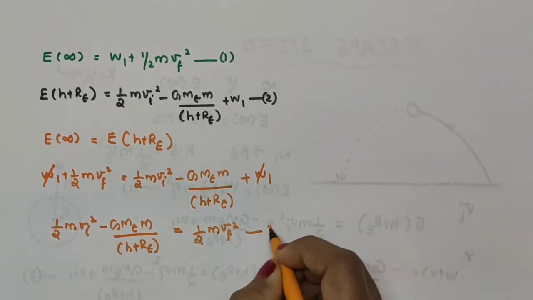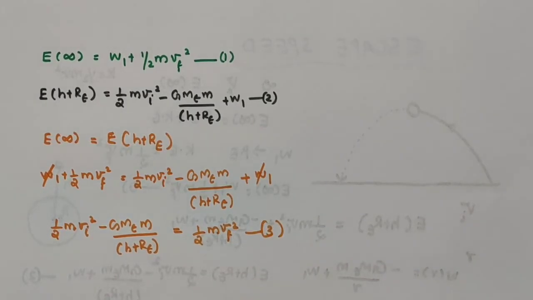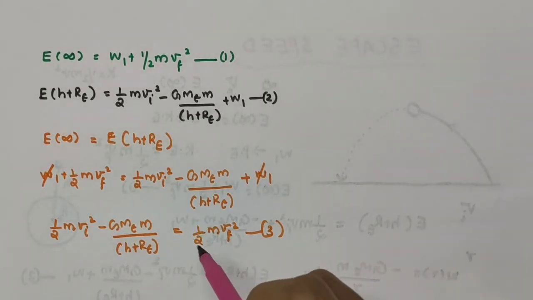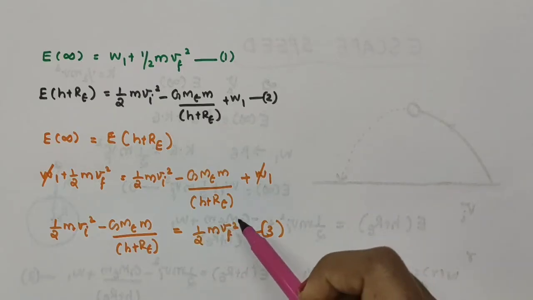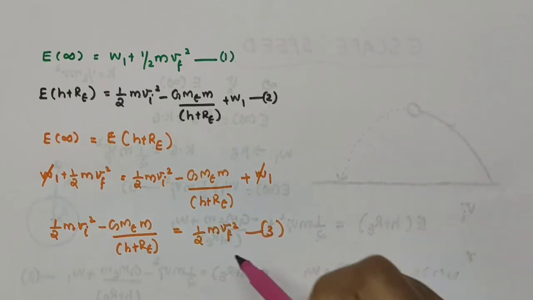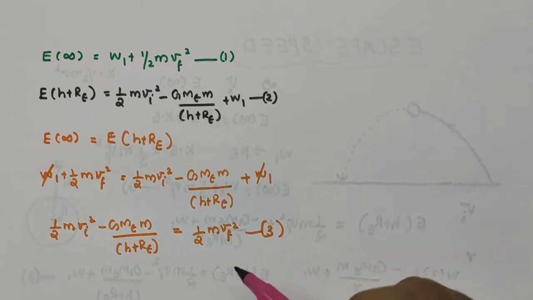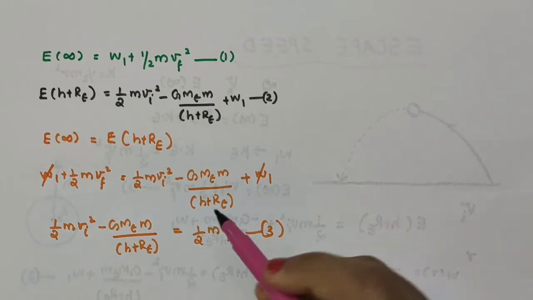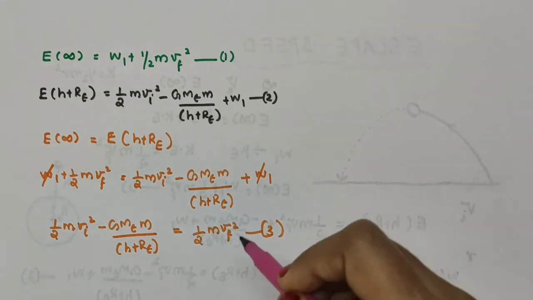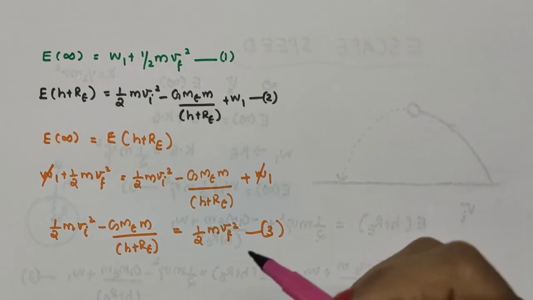Okay, I am taking this as equation number 3. Now you see the RHS of this equation number 3, that is half mvf square. Half is a positive quantity, m is the mass of that object, that is also a positive quantity, and vf square is a square of vf. Square of a negative value or a positive value, both are positive. So vf square is also a positive quantity. That means this RHS is a positive quantity.